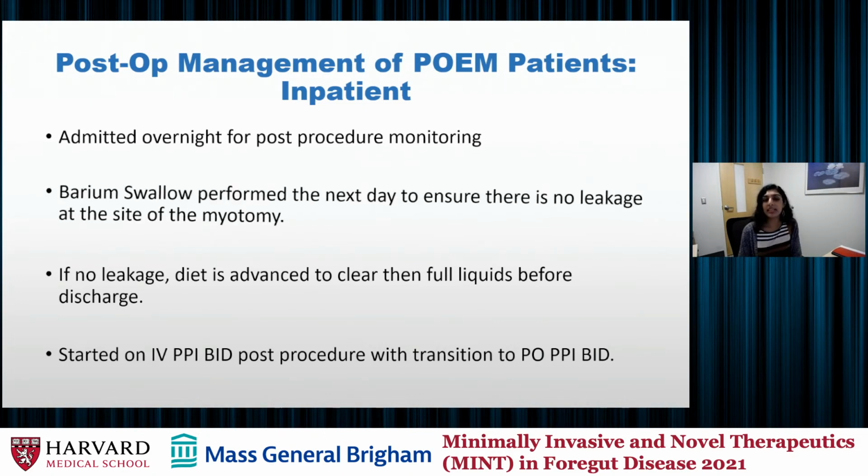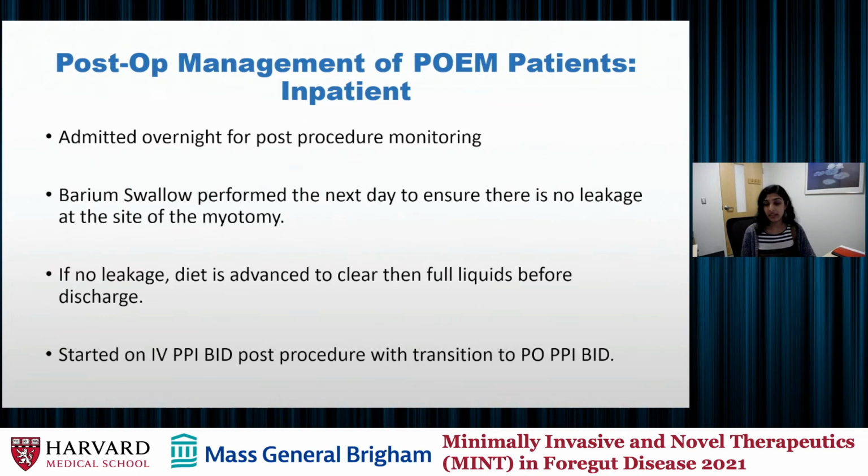If there's no leakage at the site, we want to make sure that their diet is advanced to clears and that they're monitored very closely. If they're able to tolerate it, then we can advance them to full liquids prior to discharge. If they are tolerating the full liquids and even the clear liquids at that point, we always want to make sure that they start on an IV PPI twice a day, and then they can transition to an oral PPI twice a day prior to discharge.